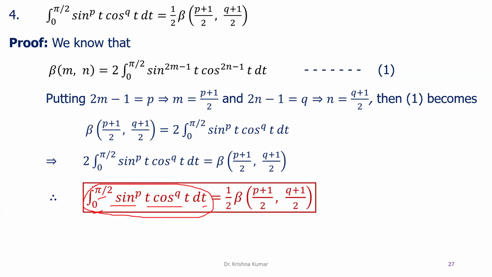So this result shows the generalization of the reduction formula we have already seen. In the reduction formula, for the multiplication of sin^n t and cos^m t dt under the limit 0 to π/2, m and n both should be positive integers. But if they are not integers, then we cannot apply that formula. We can apply this formula, which is true for all positive values of p and q. So this beta function is the extension of the reduction formula for the integration from 0 to π/2 of sin^m x cos^n x dx.